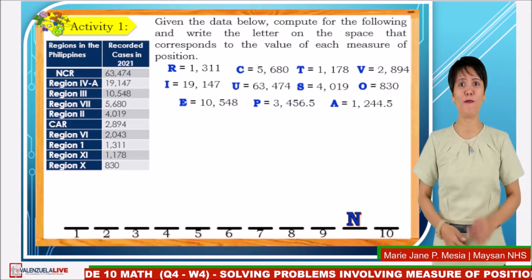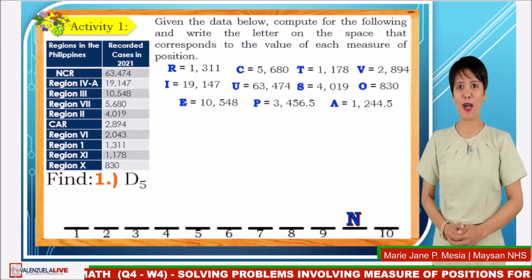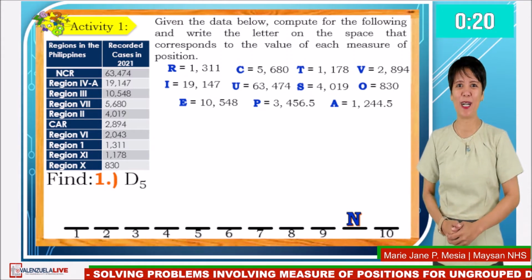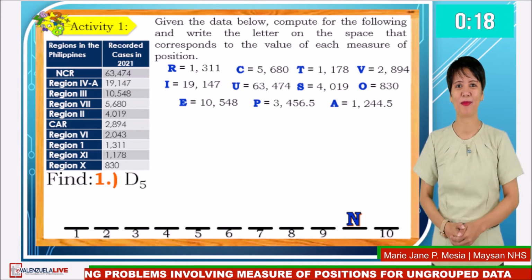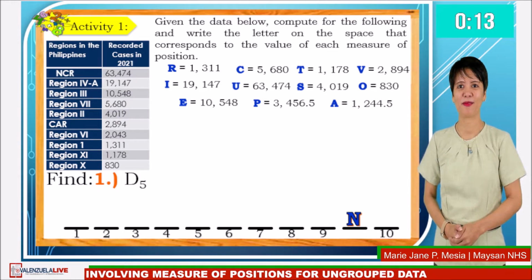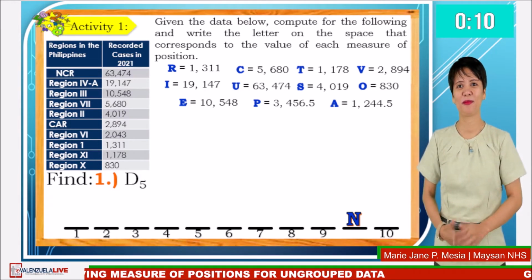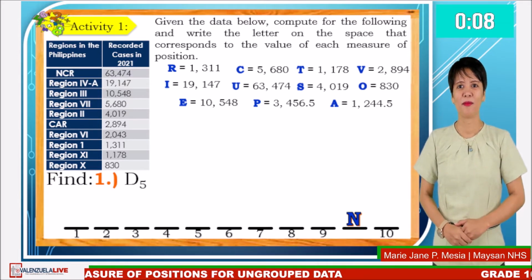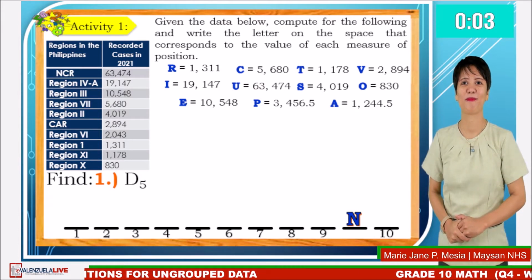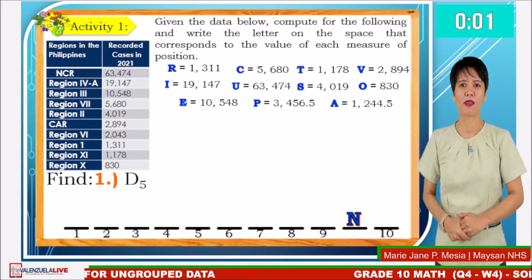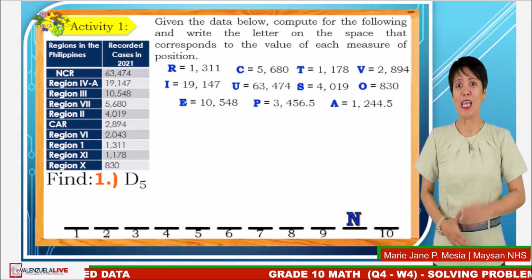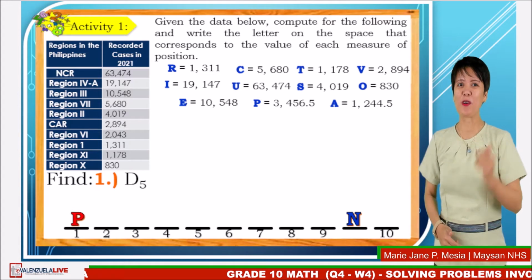Okay, for number 1, find D sub 5 or 5th decile. Okay, set the timer now. Okay, time's up. What is your answer? If your answer is P, you are correct.